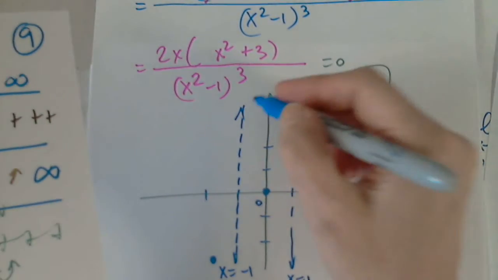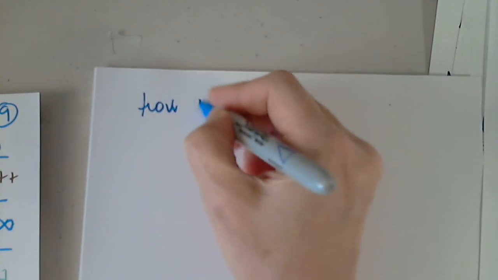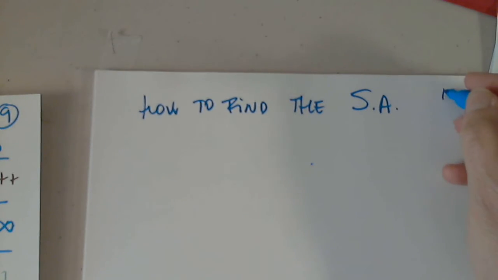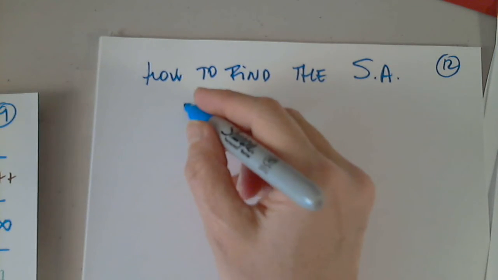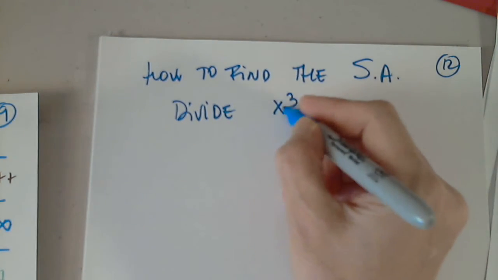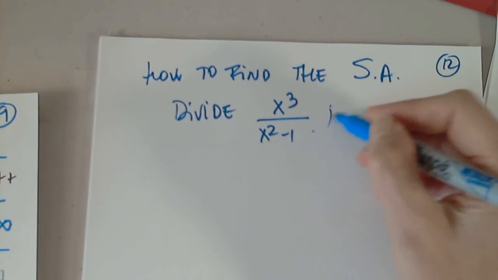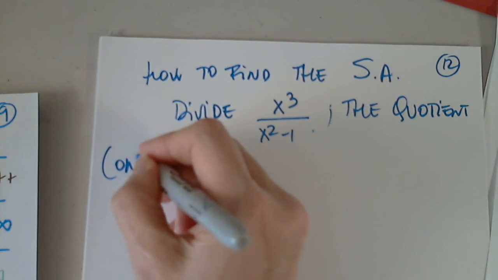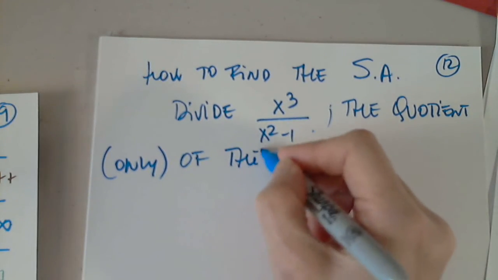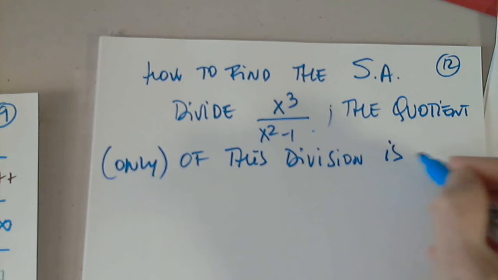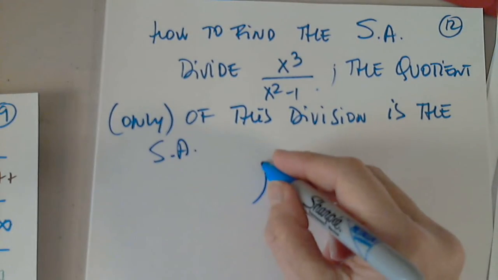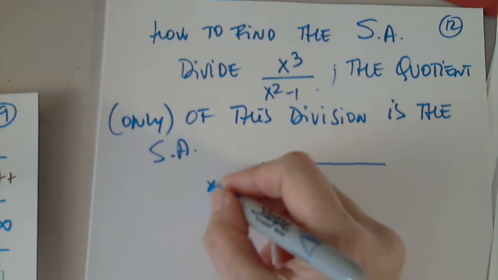Okay. At this point, I have to stop and determine how to find the slant asymptote. And I think I'm on 12. So we will divide x to the third by x squared minus 1. The quotient, only the quotient of this division is the slant asymptote. I'm dividing x cubed by x squared minus 1.